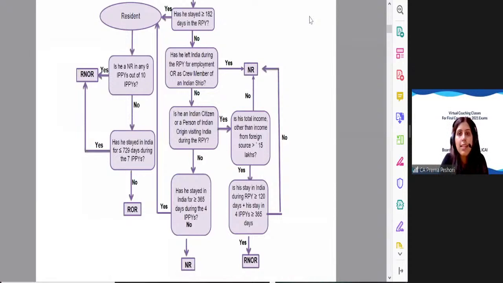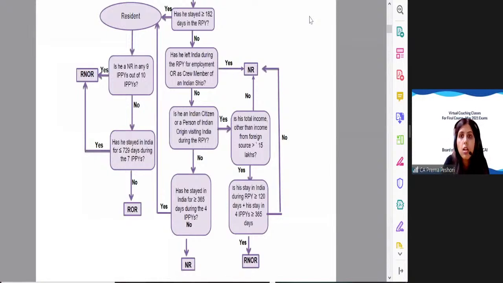So let's start again. There are some doubts asked. I'll first address those doubts. If an assessee is RNOR while filing the return, are there separate ITR forms? No, the ITR forms are the same, Neil.